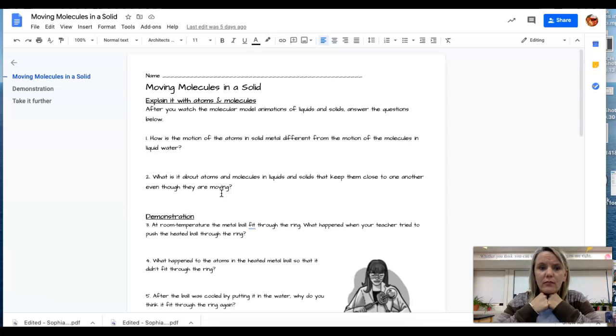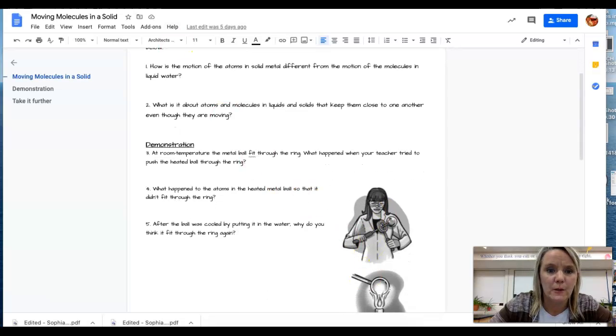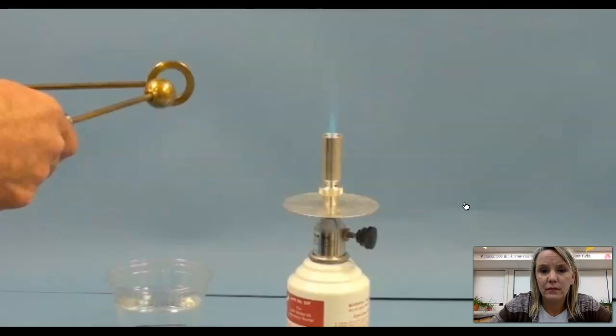All right? We've got a demonstration here. I'm going to show you the video of that. At room temperature, a metal ball fit through the ring. What happened when your teacher tried to push the heated ball through the ring? Okay, so I don't have one of those. I used to, but Mr. O'Peely and I just can't find it this year. So we're going to watch a demonstration about this. All right, so we'll go to full screen.